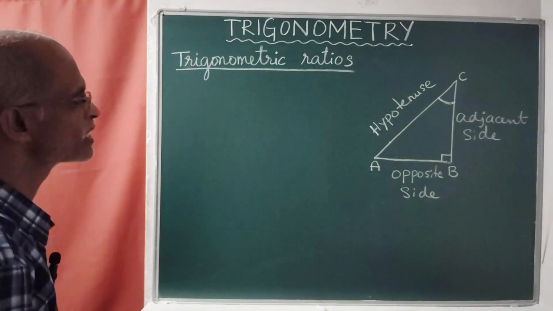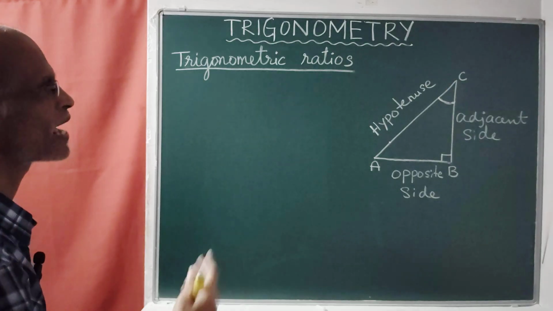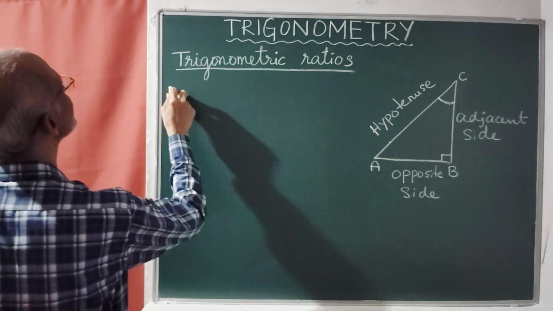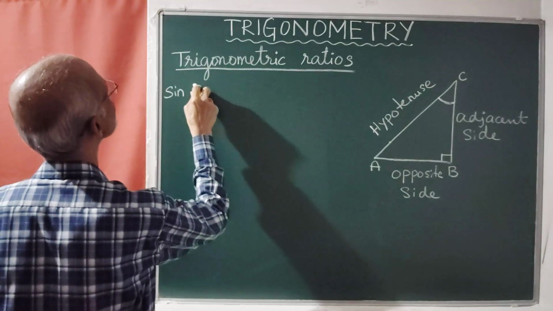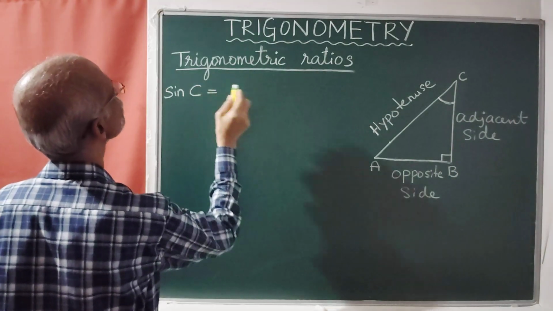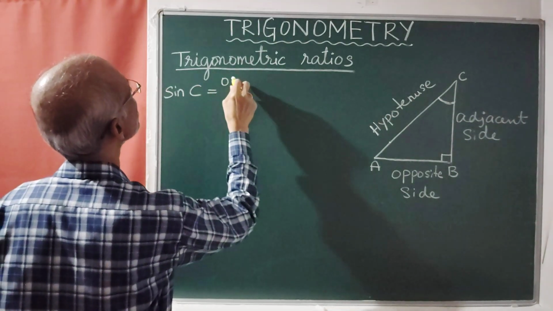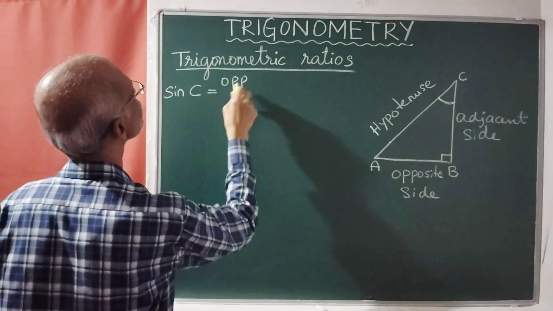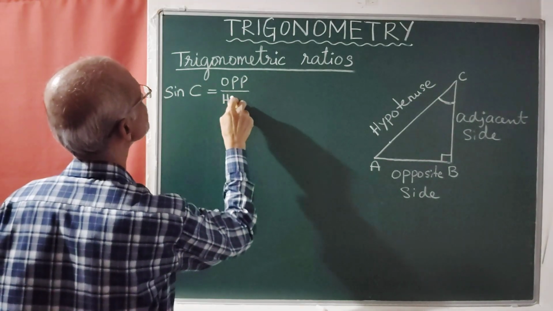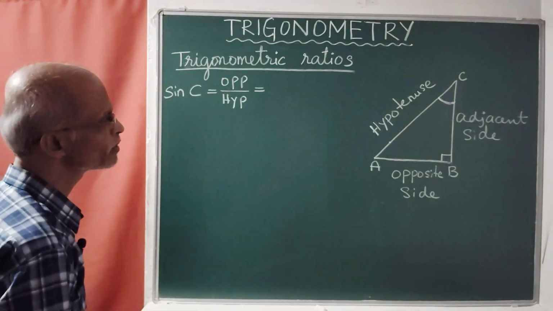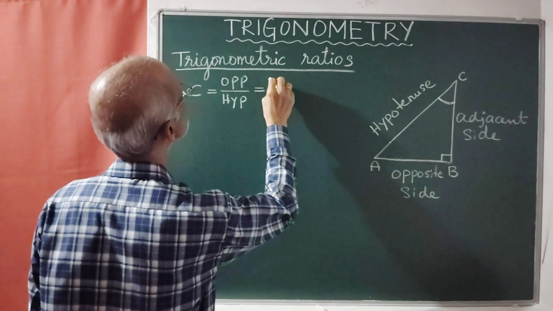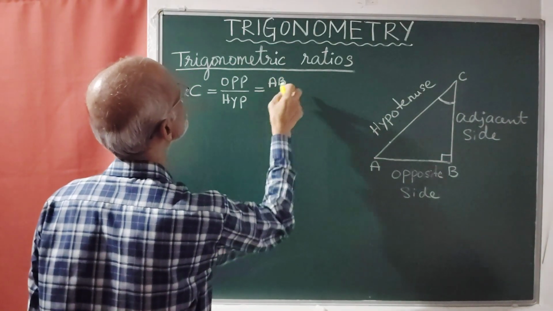Now we'll see the ratios for angle C. So sin C, sine of angle C is equal to opposite by hypotenuse. That is AB by AC.